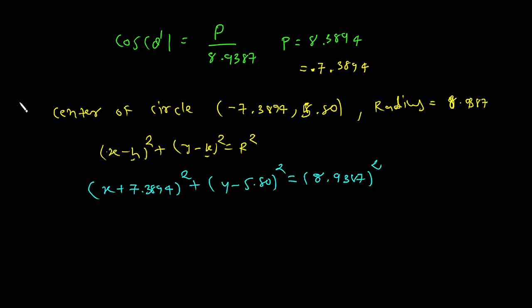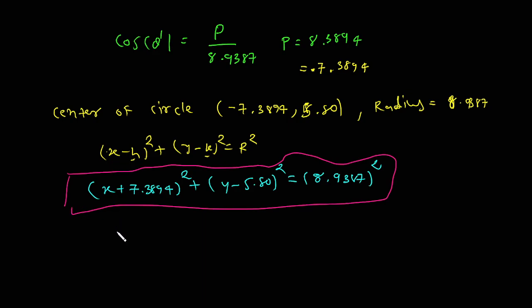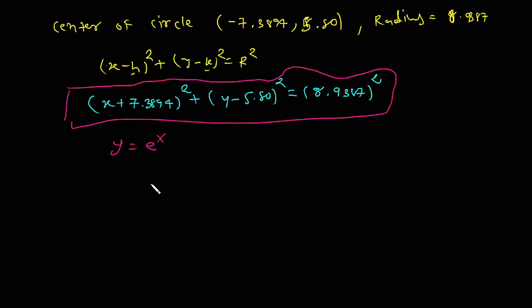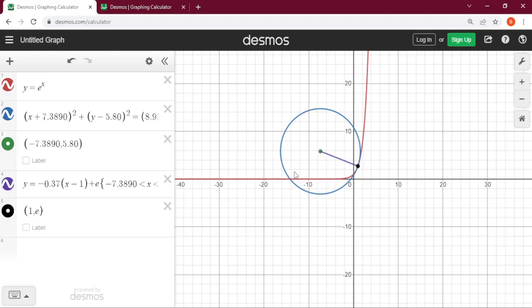So now we have found the equation of the circle, and we already have the equation of the function, which is just e to the x. So now let's move to the calculator and plot this function. First of all, e to the x, and then we plot this circle and look at how the graph looks.